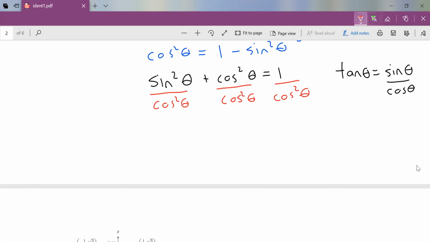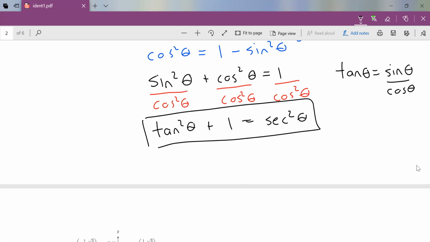Guess what? Sine squared divided by cos squared, tangent squared theta. Cos squared divided by cos squared, 1. Don't say cancel. 1 divided by cos squared, secant squared theta. And there's a brand new trigonometric identity.